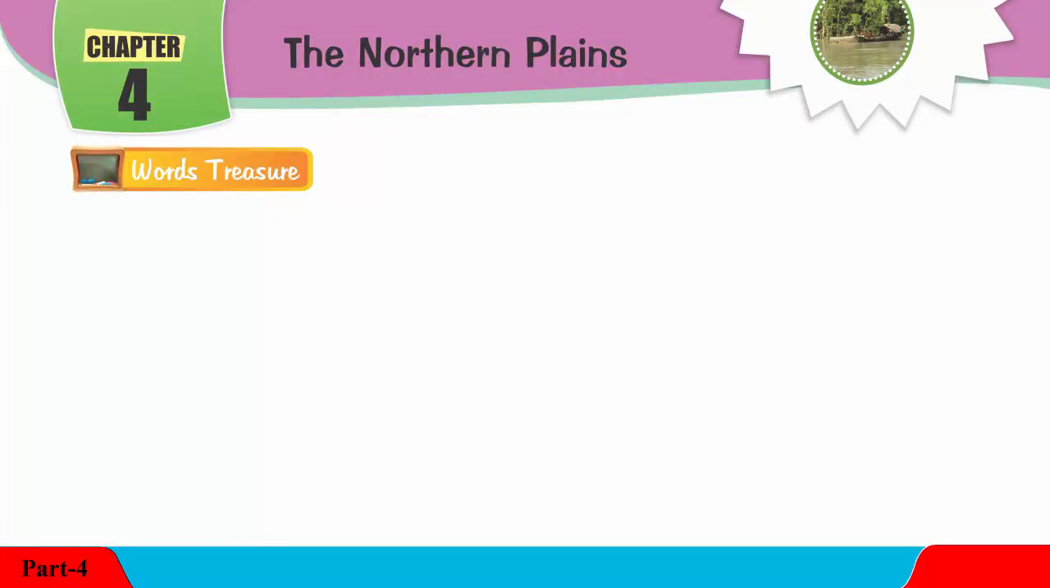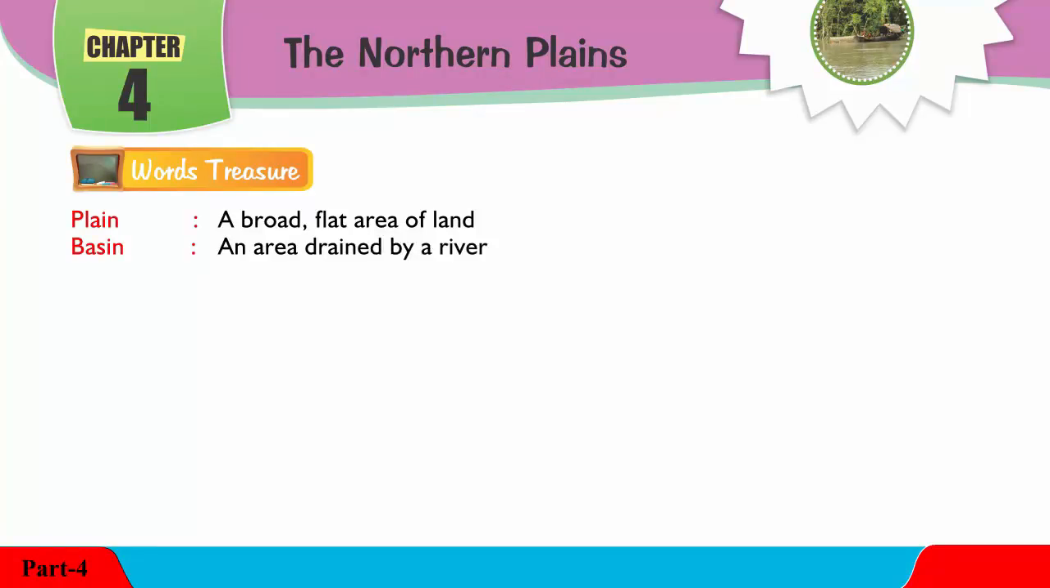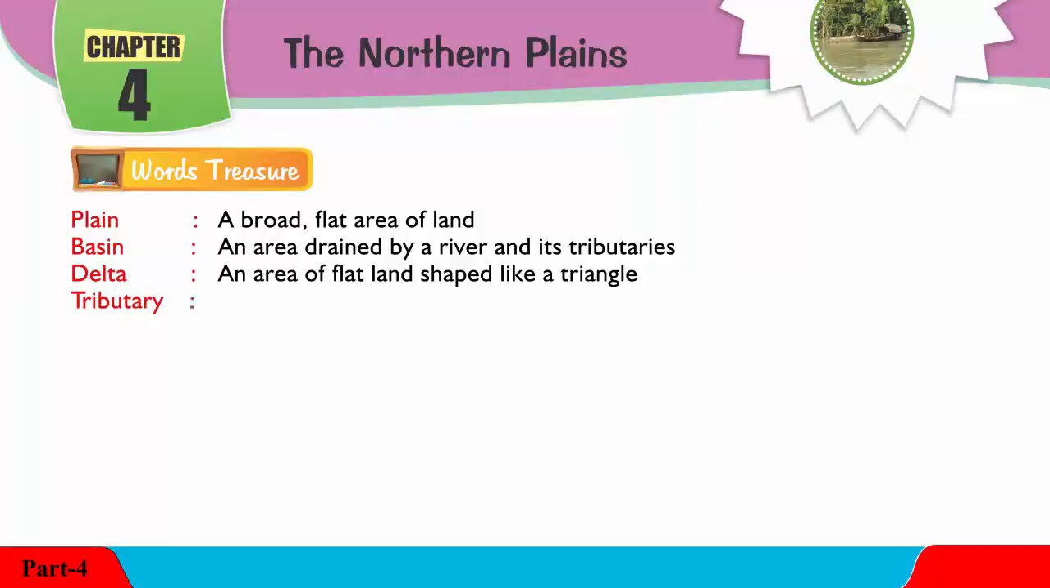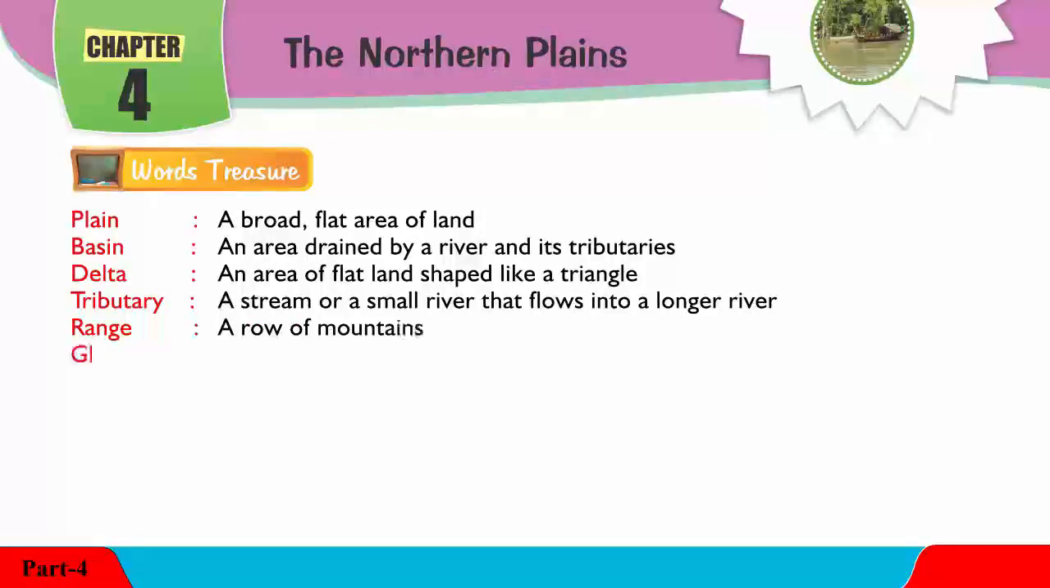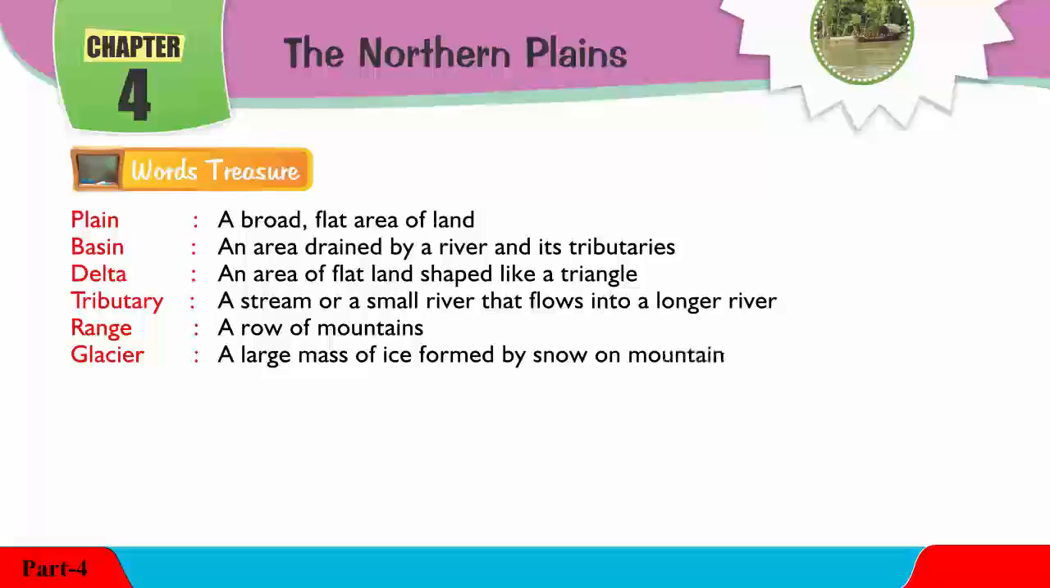Words treasure. Plain, a broad flat area of land. Basin, an area drained by a river and its tributaries. Delta, an area of flat land shaped like a triangle. Tributary, a stream or a small river that flows into a longer river. Range, a row of mountains. Glacier, a large mass of ice formed by snow on mountains moving slowly down the slopes.